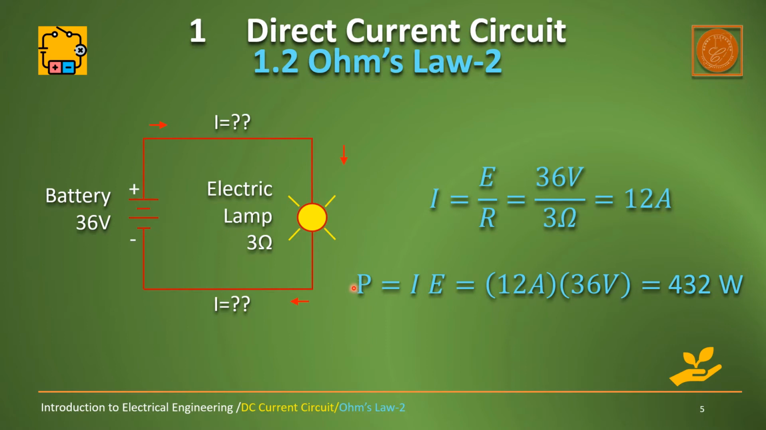And for the power, now we have 12 amps of current instead of 6 amps in the previous circuit. Now the power equals I times E. The current is 12 amps and the voltage of the battery is 36 volts. 12 times 36, we get 432 watts.